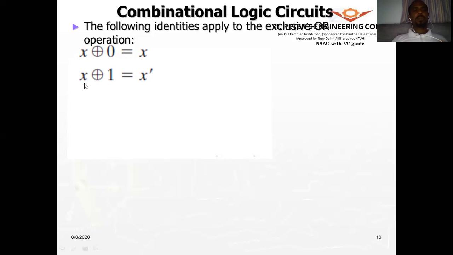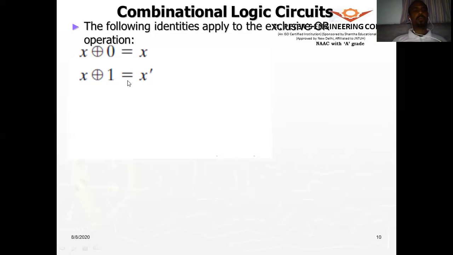Because if X is equal to 1, 1 XOR 1 will be equal to what? It will be 0. As we said, if you consider these two are the two inputs of the XOR, then XOR operation will be 1 only when one of the input is high. Since this input is already high, when X is 1, output will be 0. When X is 0, only then output is 1. So that means output is 1 when X is a complement.